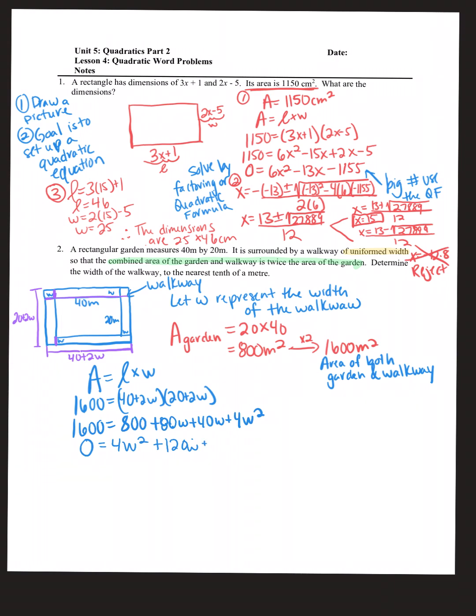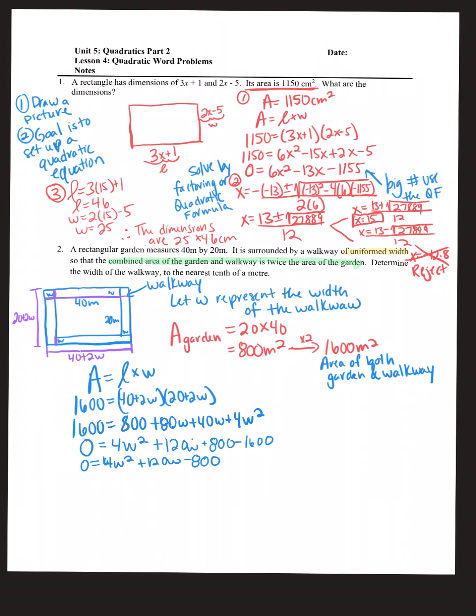And then we'll have plus 800, and we're moving that 1600 over by subtracting it. So we'll have 4W squared plus 120W minus 800. Okay, so now we've created an equation in standard form which we can solve.